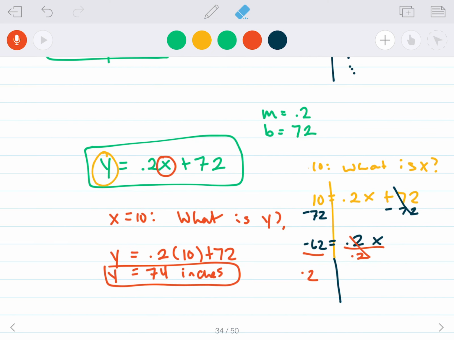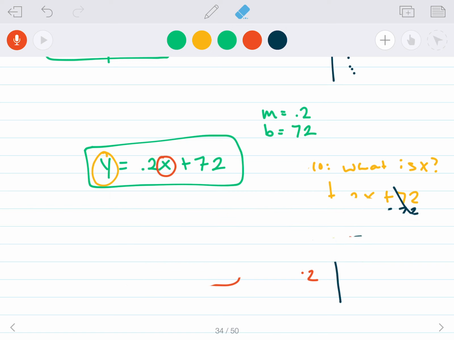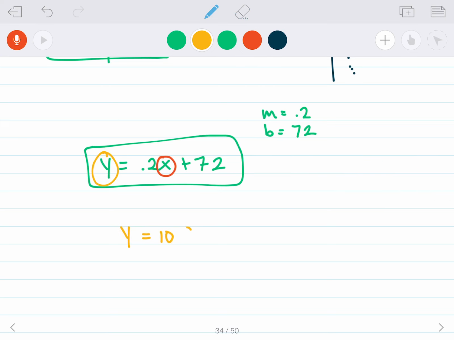So let's go back. So we had y was 10 feet. So y is equal to 10 feet. We know that there's 12 inches in a foot. So y is 10 times 12, which is 120 inches. And now this should make sense.